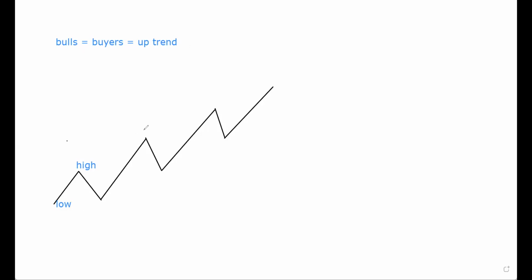Let's call this place 1. Between 1 and the high, which one is higher? One is higher, right? So we are going to call 1 higher high. You get it? So 1, we call it higher high.